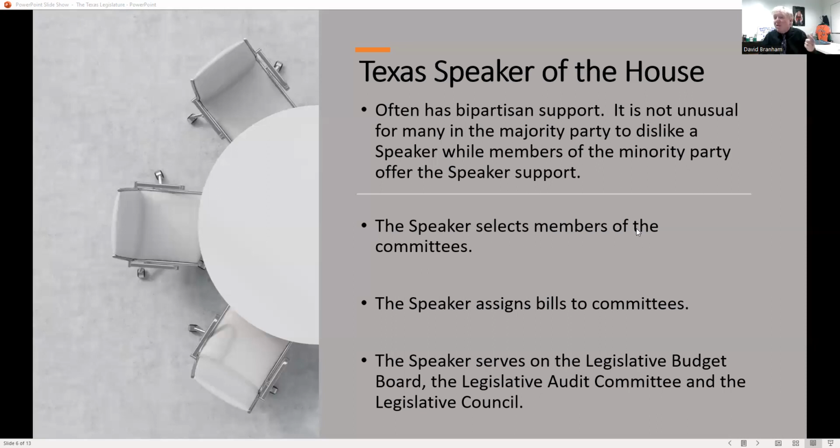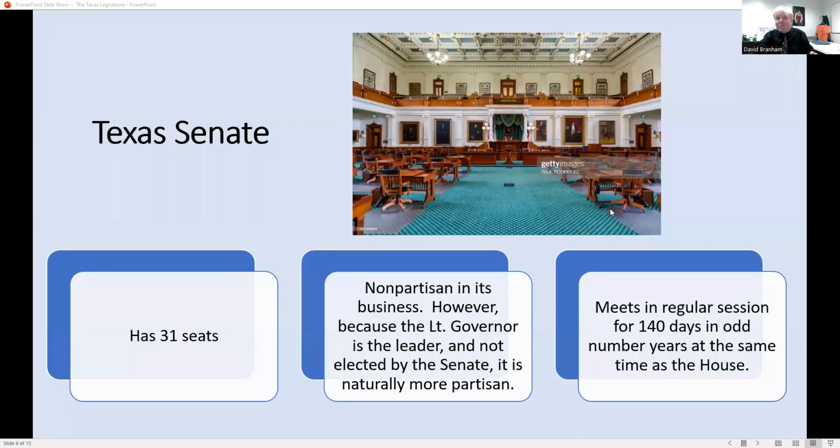The speaker also serves on powerful boards like the Legislative Budget Board, the Legislative Audit Committee, and the Legislative Council. These boards make very, very powerful decisions, especially when it comes to budgeting. The LBB, the Legislative Budget Board, is very powerful. The Texas Senate only has 31 seats. Wow. If you're a Texas senator, you're a powerful person.